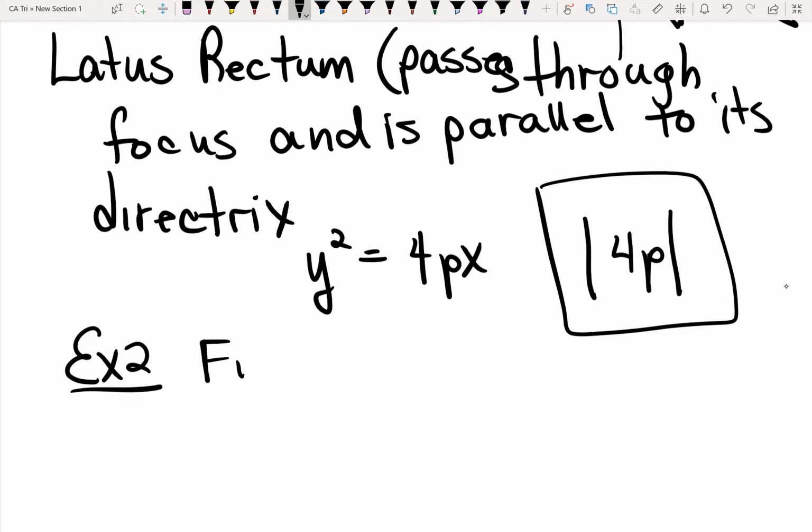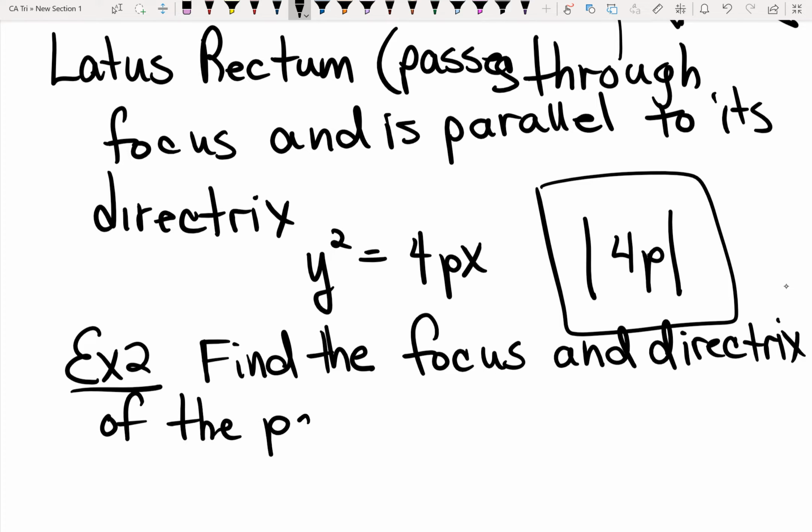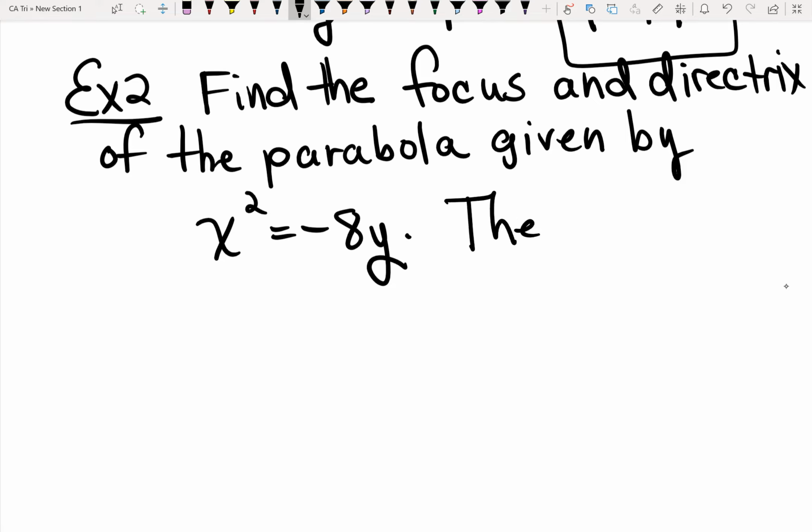to find the focus and the directrix of the parabola given by x squared is equal to negative 8y. And then they want you to graph. So then they say then graph.